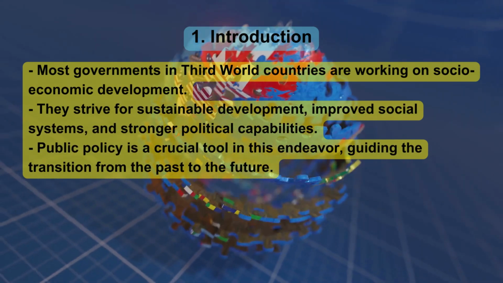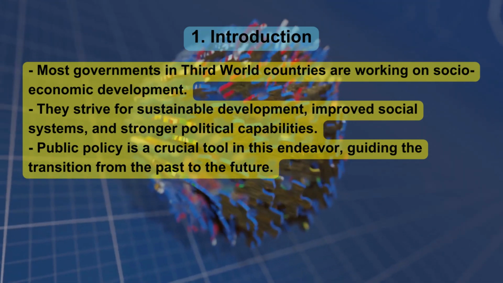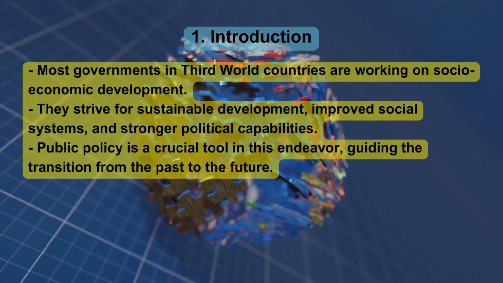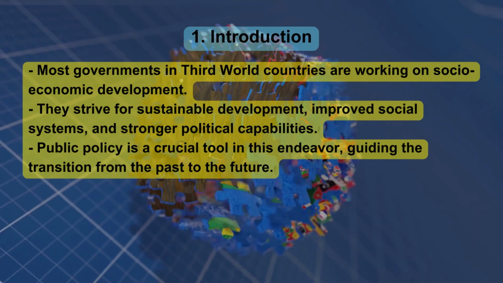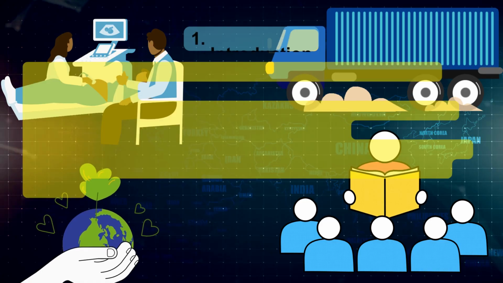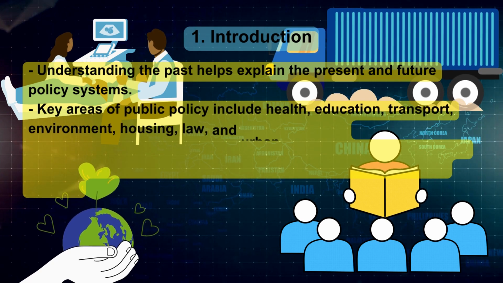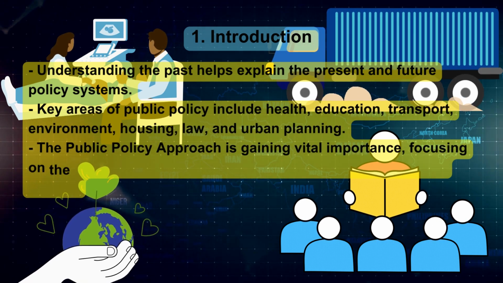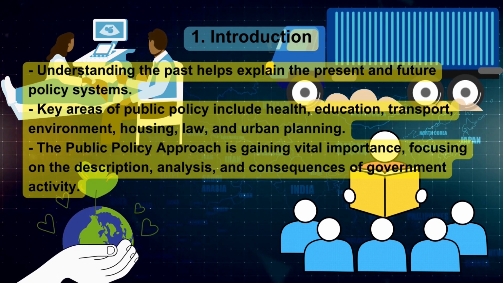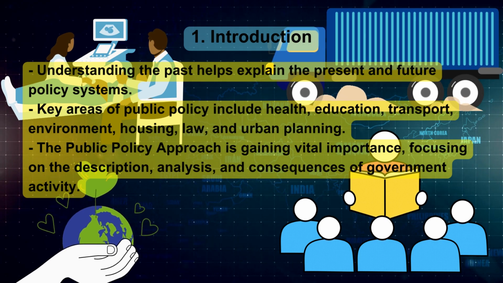They strive for sustainable development, improved social systems, and stronger political capabilities. Public policy is a crucial tool in this endeavor, guiding the transition from the past to the future. Understanding the past helps explain the present and future policy systems. Key areas of public policy include health, education, transport, environment, housing, law, and urban planning.